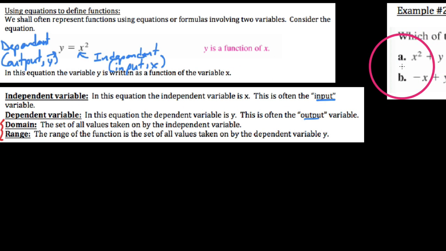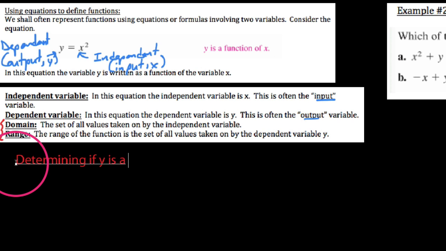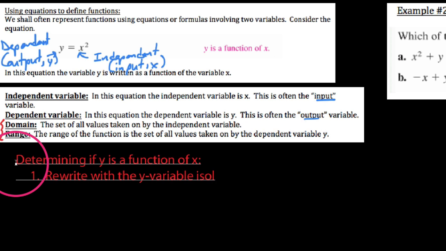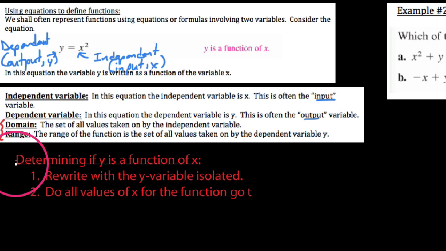So in order to determine if y is a function of x, let's talk a little about what we want to do here. Let's write a little description here. Determining if y is a function of x. The way we're going to do this really is this. We're going to rewrite with the y variable isolated. So get y by itself. And then the next question we're going to ask is this. Do all values of x for the function go to only one y or output?